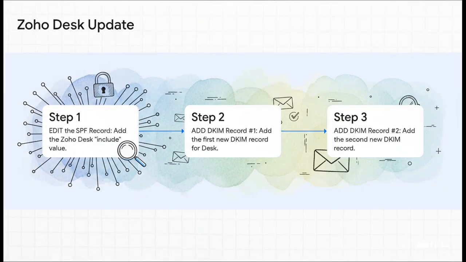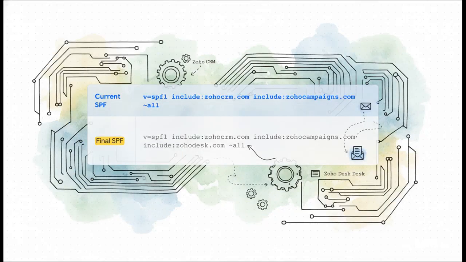So here's that little twist I mentioned. The process starts the same. First, you edit your single SPF record one last time. But then, and here's the new part, for Zoho Desk, you need to add not one, but two new separate DKIM records. And here it is, the grand finale for our SPF record. We're just popping in include zohodesk.com right there alongside the others.